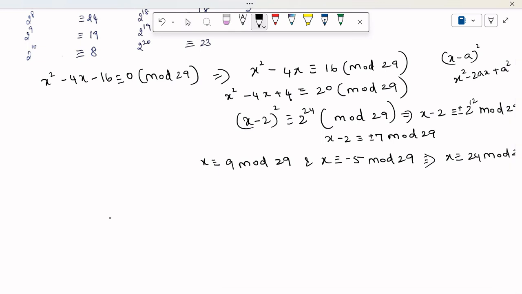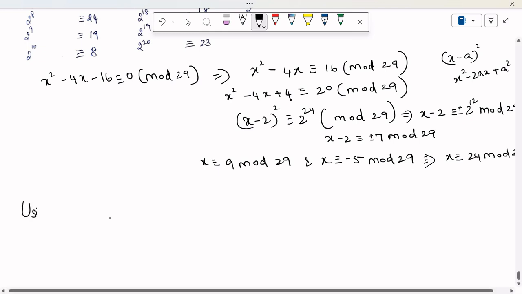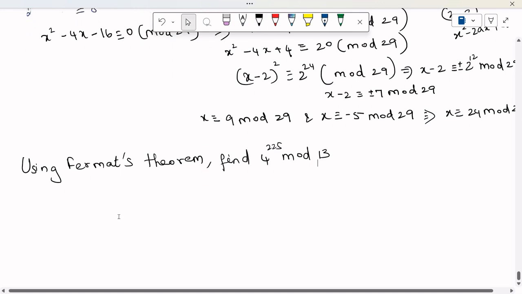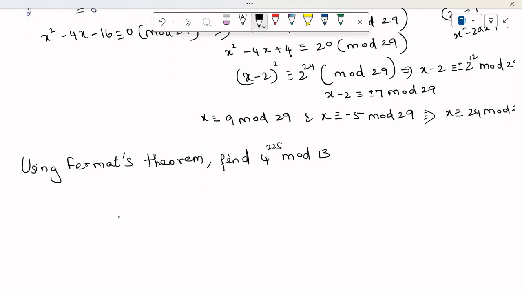The next thing we are going to discuss is a numerical using Fermat's theorem. So the question is, using Fermat's theorem, find 4^225 mod 13. We used to deal with this with the help of modular exponentiation. Here we are going to apply Fermat's theorem to solve this easily. So what is Fermat's theorem?